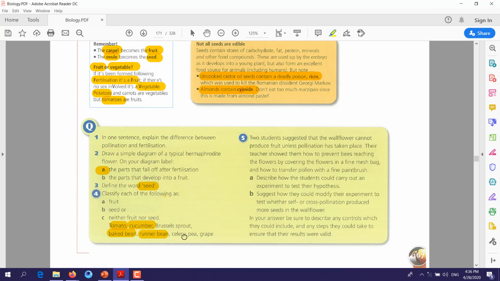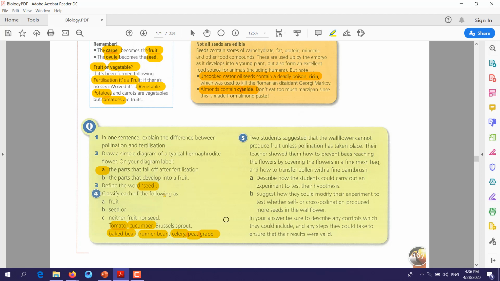Then pea. Pea, it's seeds. Grape, it's fruit. Why? Because inside grape we can find the seeds.